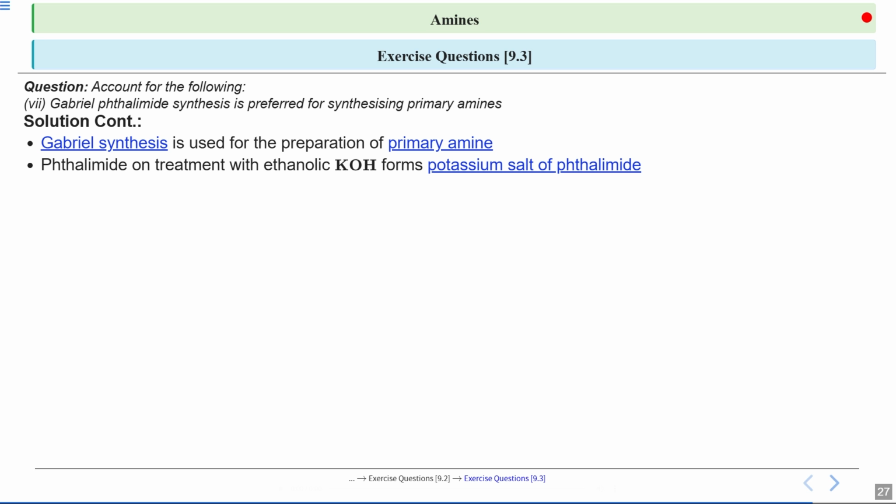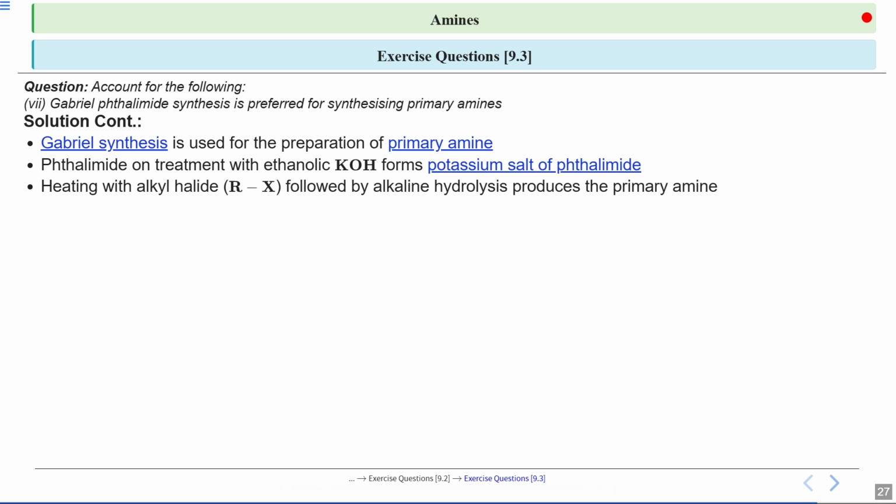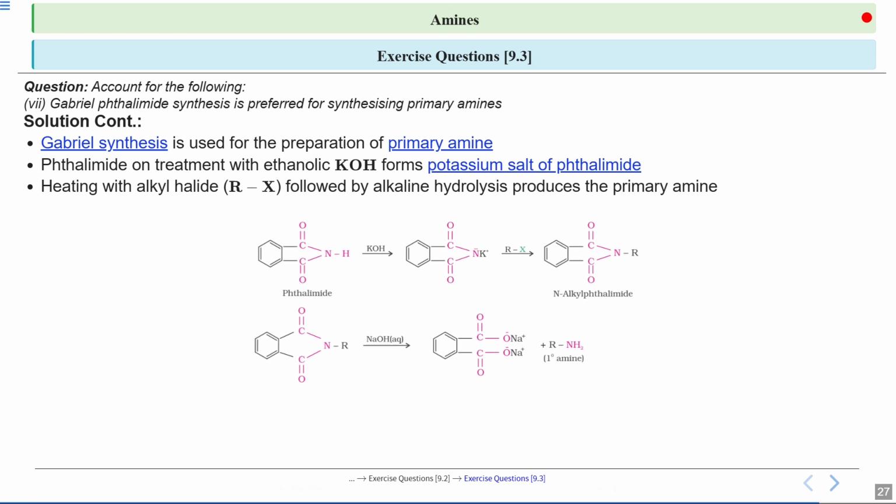So this reaction involves deprotonation of the phthalimide molecule by a strong base, which results in the formation of the negatively charged potassium salt. Okay. Now heating with alkyl halide, followed by alkaline hydrolysis, leads to the formation of the primary amine through a nucleophilic substitution mechanism.